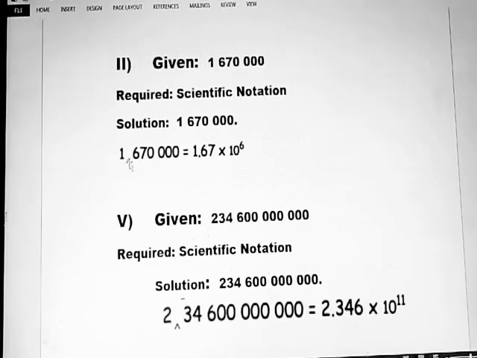If we count the number of digits between the new position of decimal and the original position of decimal, these are 1, 2, 3, 4, 5 and 6, so these are 6 digits, so the scientific notation will be 1.67 multiplied by 10 power 6. So that is the scientific notation.